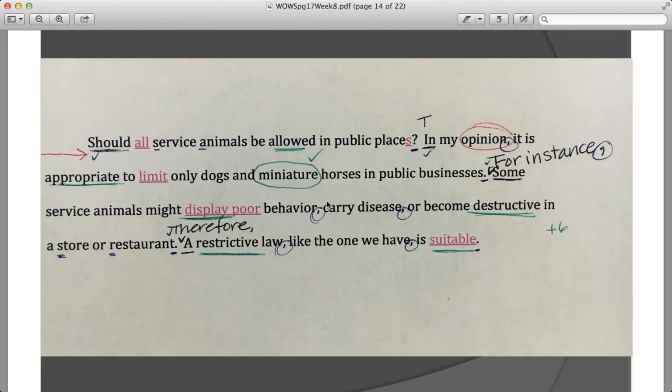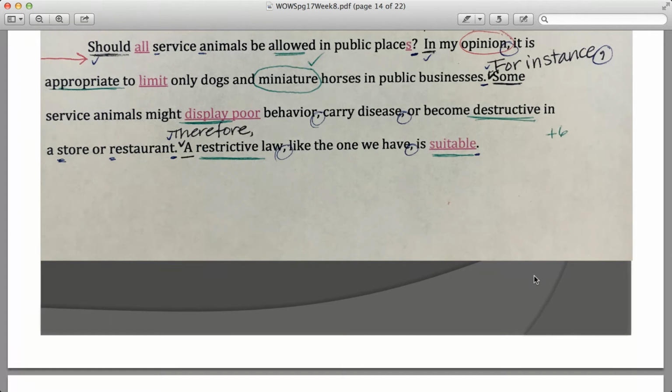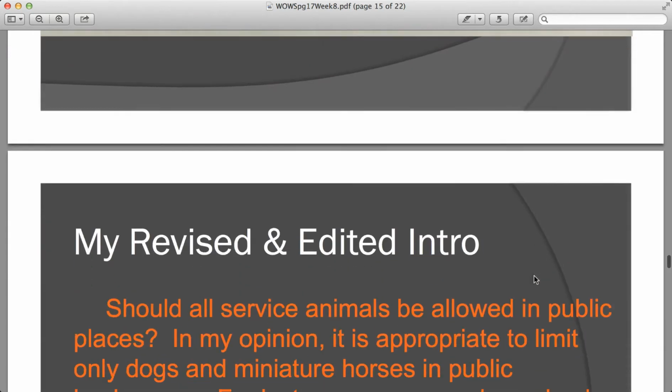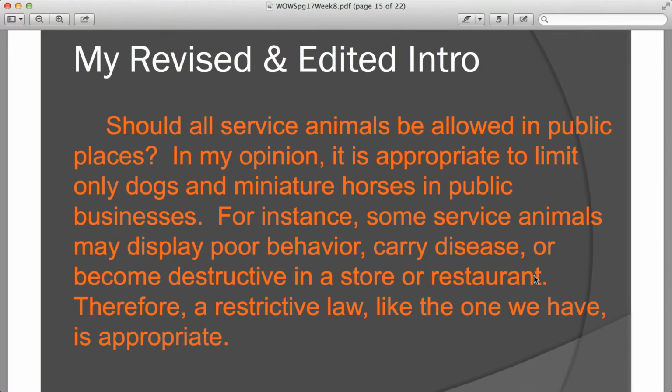Did I use strong vocabulary? Yeah, I found 6 good word choices. I feel really good about that. 6 good word choices in one paragraph. That's pretty good. So I'm feeling great about my 4-color editing. It's now time to make all those changes, and ta-da, I have my revised and edited introduction.